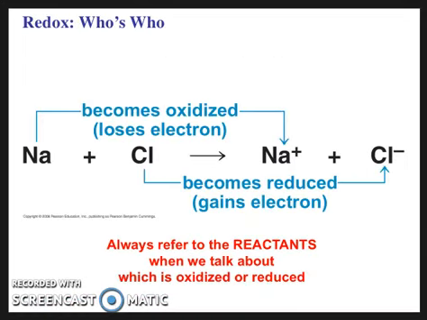Okay, so this is your simple sodium chloride. We've done this reaction a bunch of times this semester. Sodium goes from its stable state to a cation. It loses an electron. Okay, so the sodium becomes oxidized and forms a sodium ion, a cation. Chloride, on the other hand, becomes reduced. It's reduced because it gains the electron from the sodium. Notice that we're talking only about the reactants. Okay, we're not talking about products here. We're talking about what happens to the reactants.